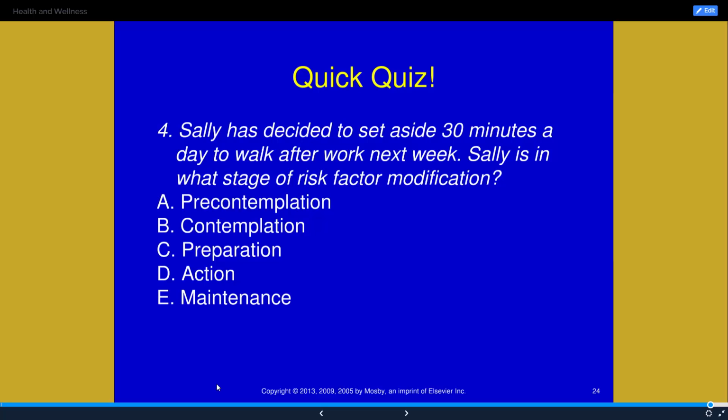Sally has decided to set aside 30 minutes a day to walk after work next week. Sally is in what stage of risk factor modification? So think about those circles that we went over, the stages of change. What stage of change do you think she's in right now? A, pre-contemplation, B, contemplation, C, preparation, D, action, or E, maintenance.